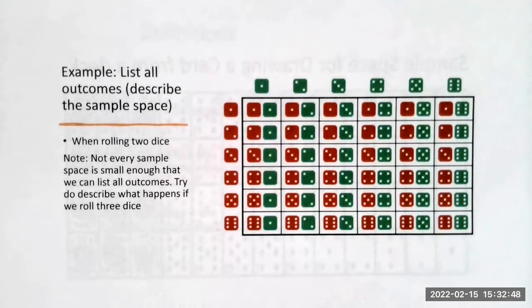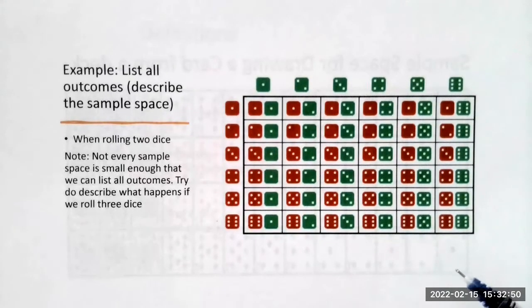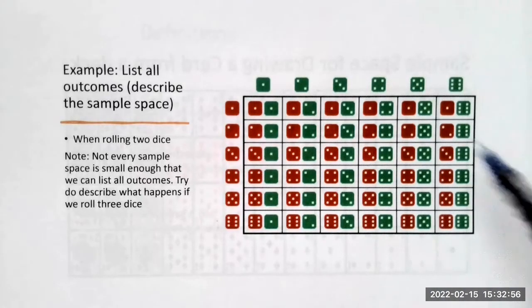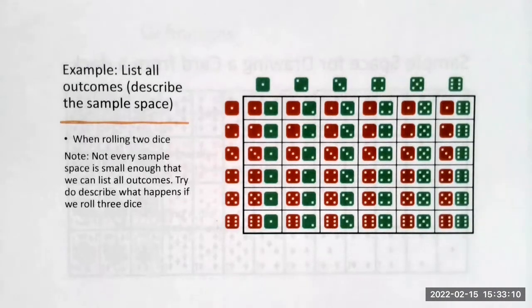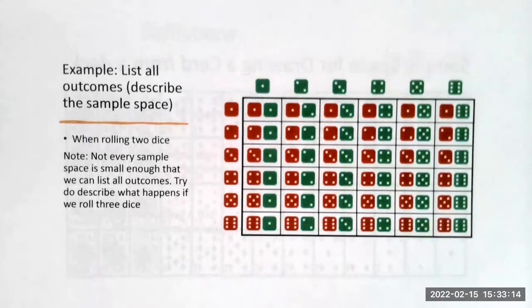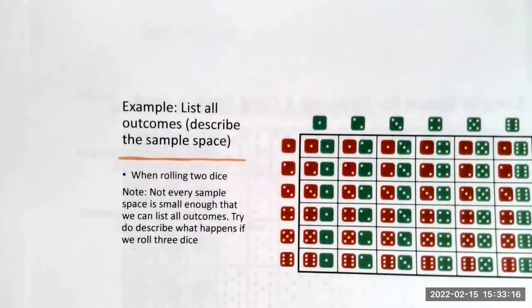Now, not all outcomes can be described by just listing possibilities or even drawing possibilities, like in this diagram. For example, if we roll 3 dice, it will be very difficult to present it in an organized way, but we could always calculate the number of possibilities.